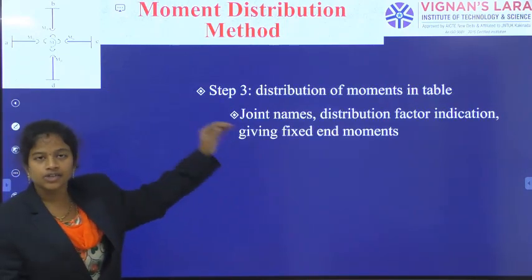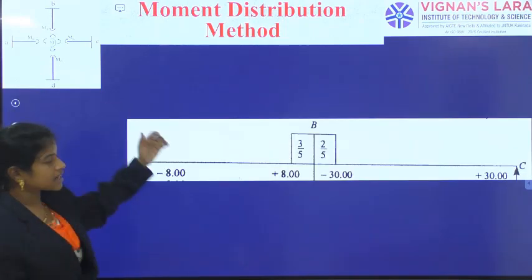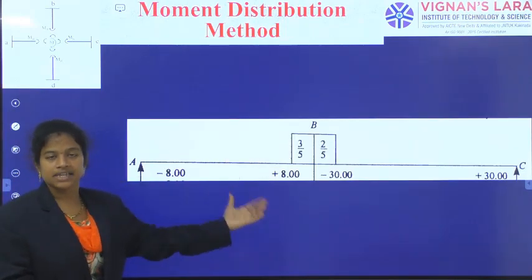Those answers we have written, and then we enter into the moment distribution table, and we have indicated the joint names, the distribution factors, and the corresponding fixed end moments. In this way our step has completed.